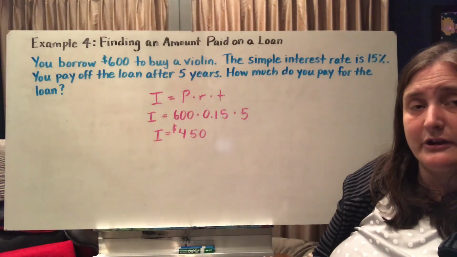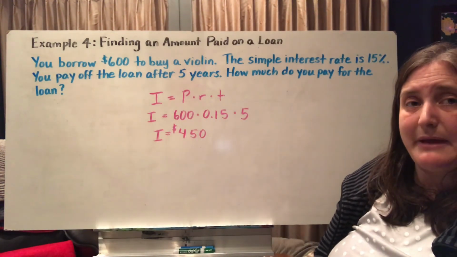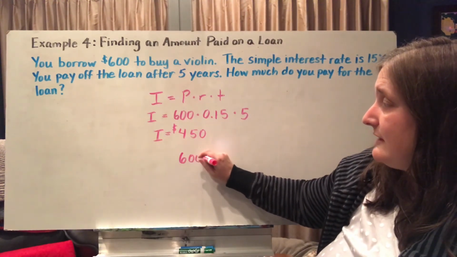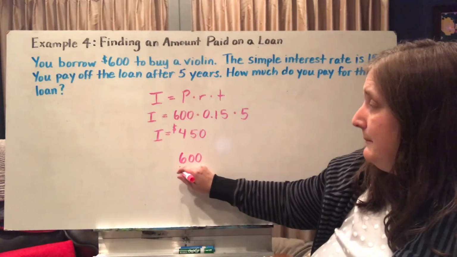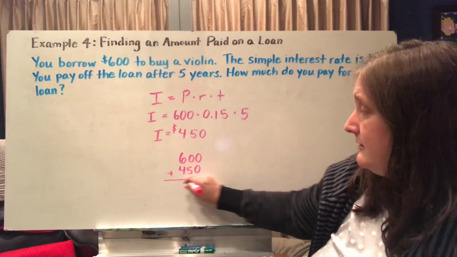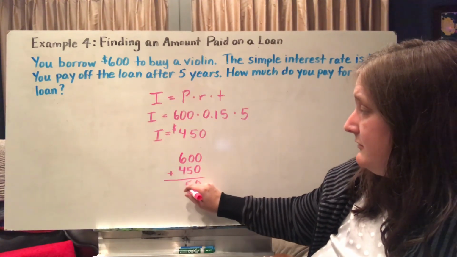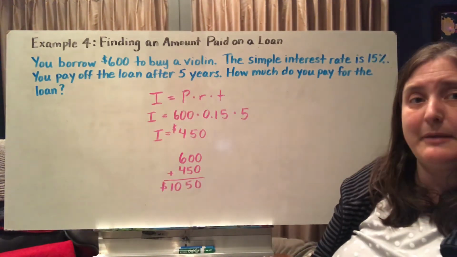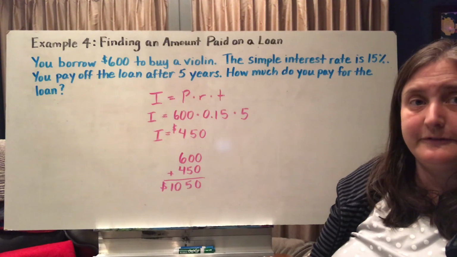That's just the interest. But remember, when you pay someone back for your loan, you're paying them what you borrowed, which in this case is $600, plus the interest. So eventually, for borrowing this $600, you're going to have to pay back $1,050.